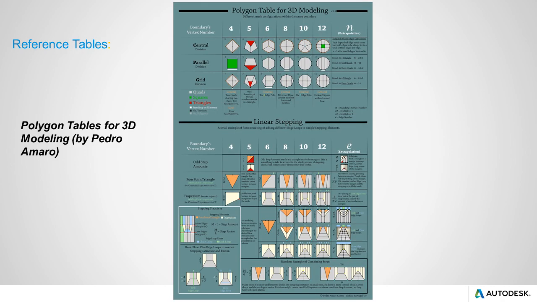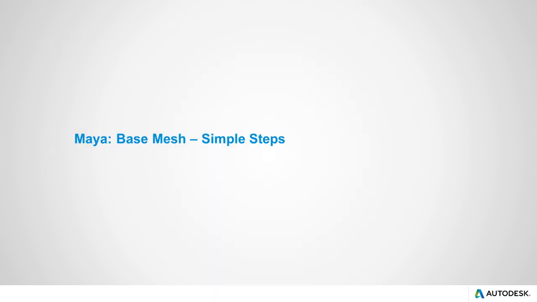Pedro Amaro has created this polygonal table for 3D modeling, and he has actually taken this further. There are little flash animations on there that will show you the end result by fixing or addressing some of these issues here by stepping between the different face counts. I would definitely recommend you check out his work there. The easiest way would be to go to Pedro Amaro. You can Google his website. I actually do have the reference to his link coming up here.